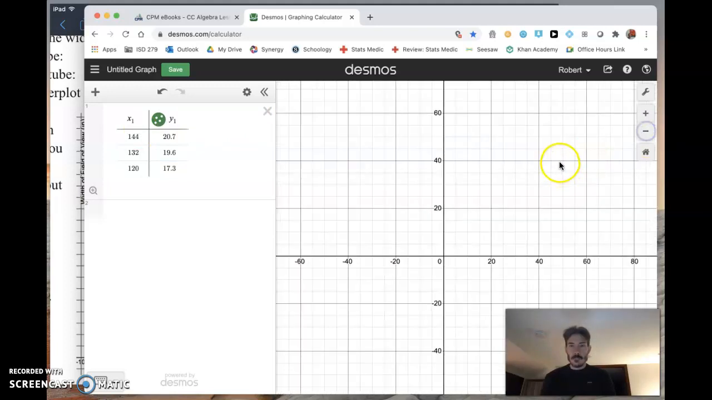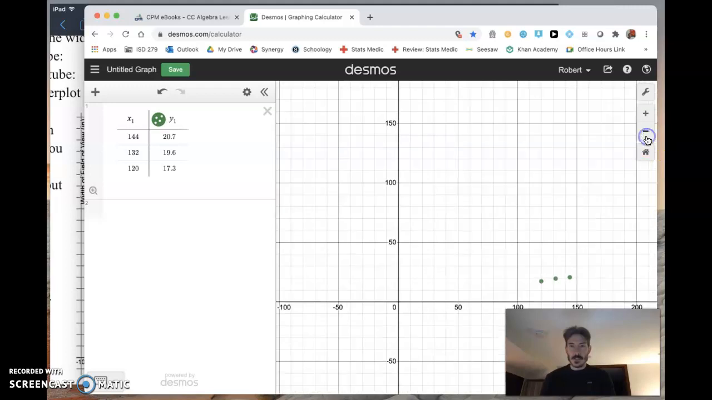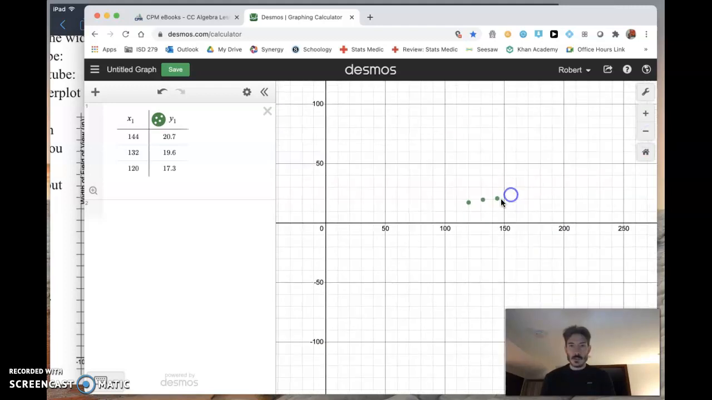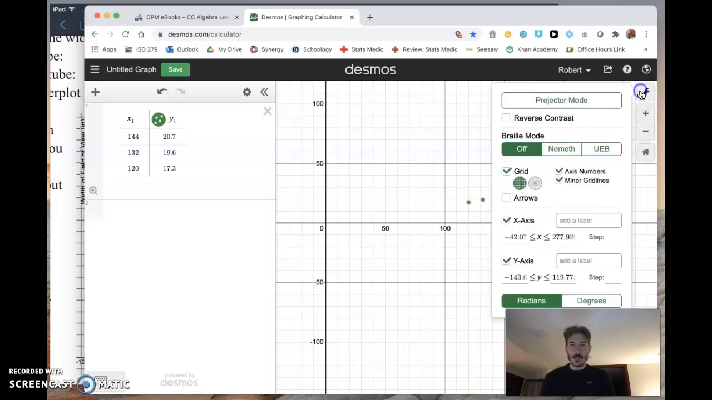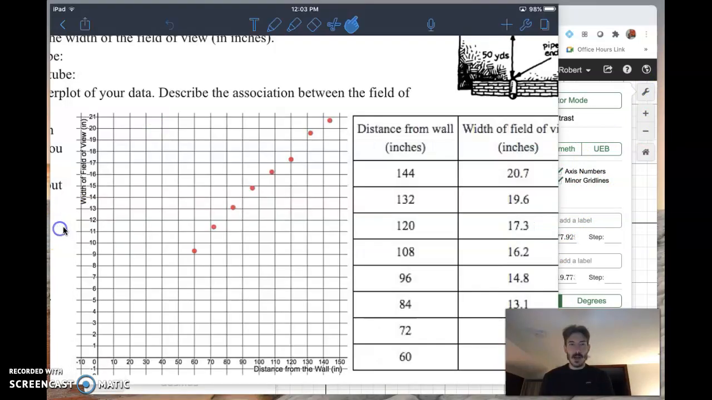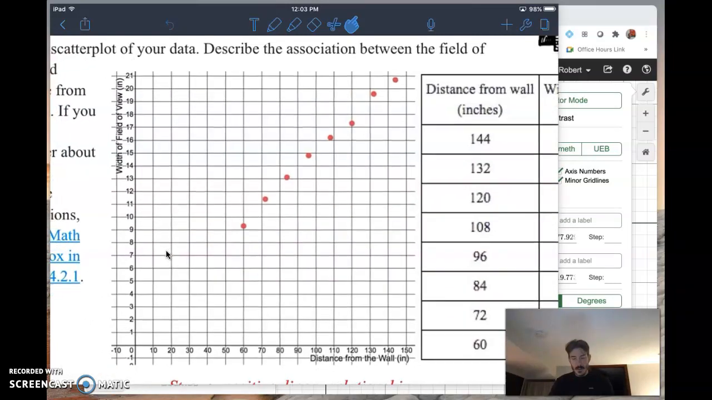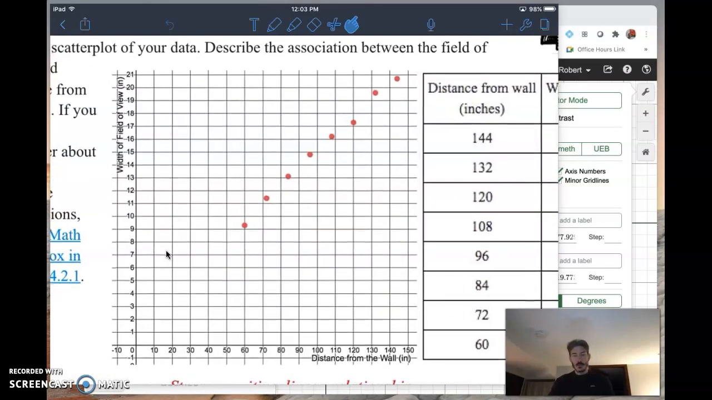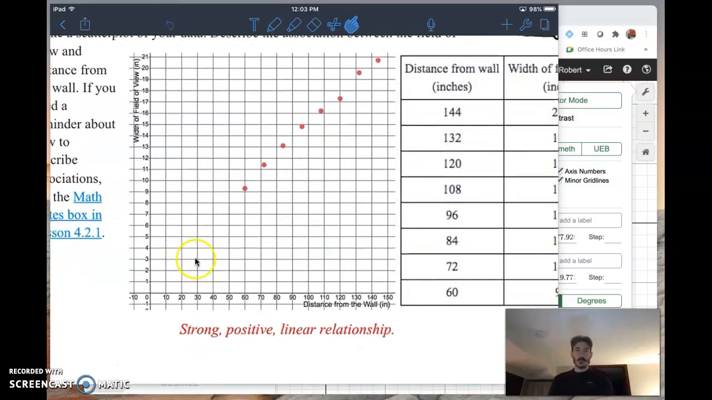And now, ladies and gents, I can just zoom and change. I know I've got my bivariate real world data is going to create a scatter plot, which to me is a quadrant 1 graph. And now I can see that graphed here. I can open up my settings and I can adjust the windows to do that. And that's how I arrived at this graph. And it says describe the relationship between the distance from the field, or distance from the wall, I'm sorry, and width of field view. And what we see here is we've got a strong positive relationship.